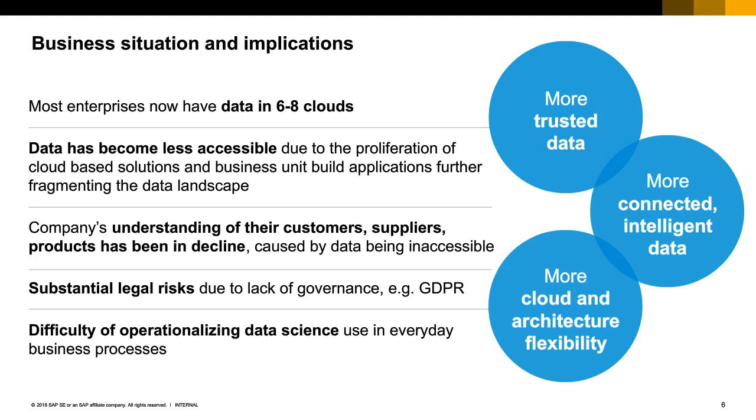This is making data less accessible. One of the concerns that we have from both sides, IT and business, was that the fragmentation was making it more difficult for organizations to really grasp a complete picture of their business. And this has impacted how they understand their customers, suppliers, and so on. It also is opening up organizations to substantial legal risks.